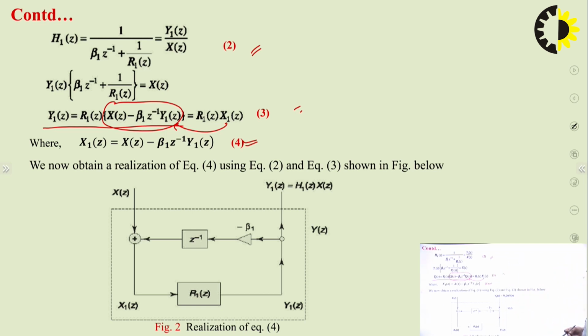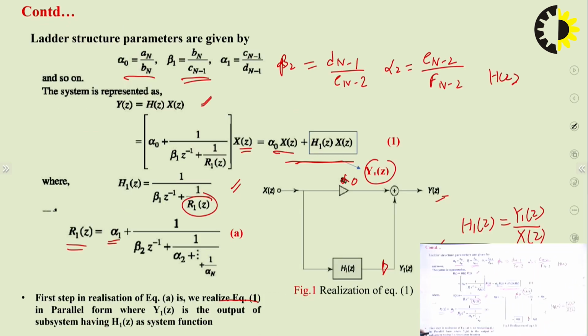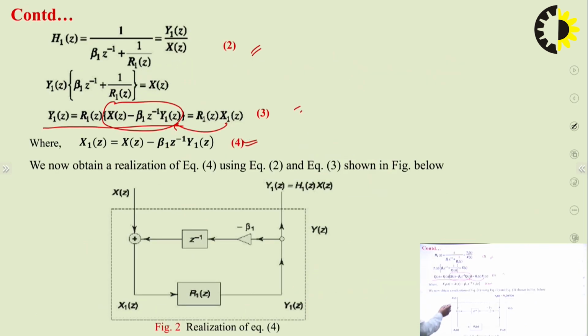Now we obtain a realization of equation number 4 using equation 2 and equation 3. So now we have 3 equations. With the help of these 3 equations, we will realize this structure. You can see here the input is X(z) and the output is Y1(z). We are realizing this part. This part we have already realized. Now we are dividing this part so that we can realize it. So the input is X(z) and the output is Y1(z), you can see over here.